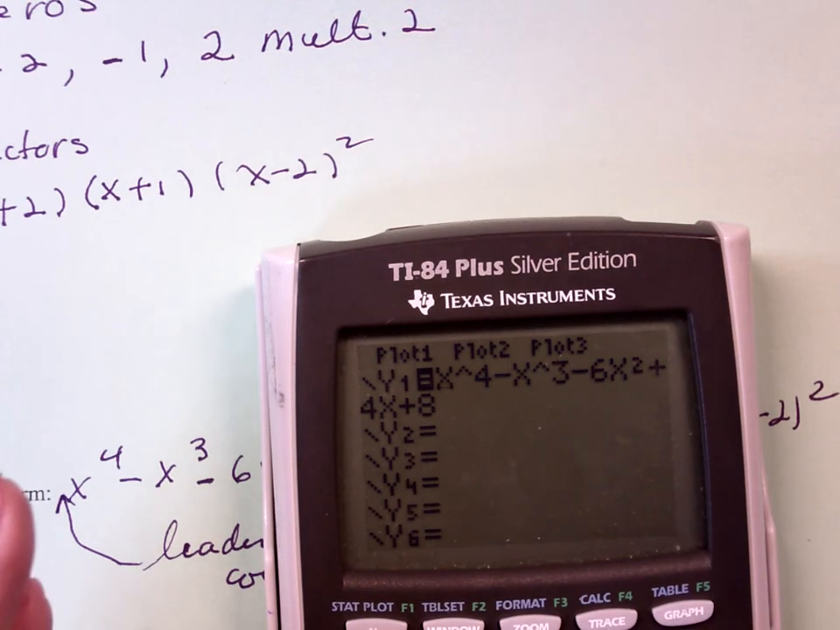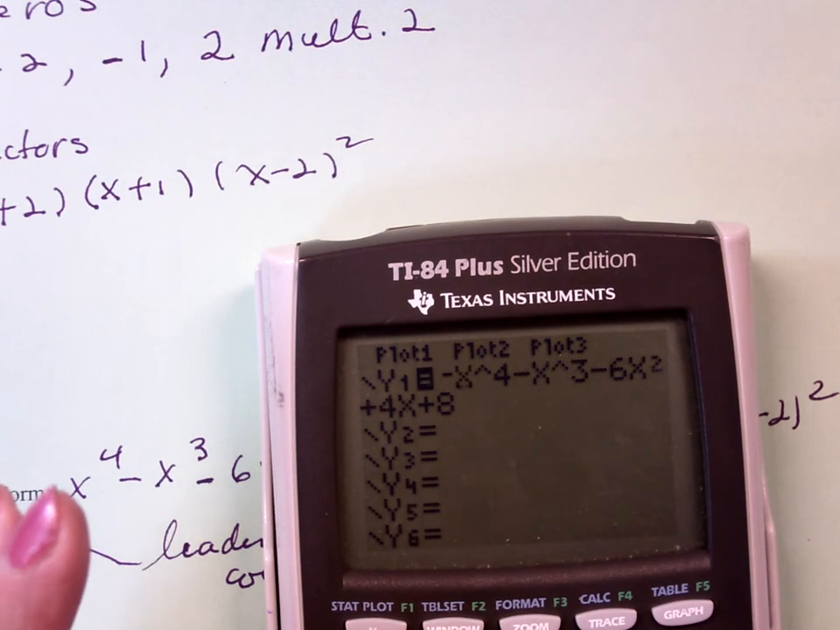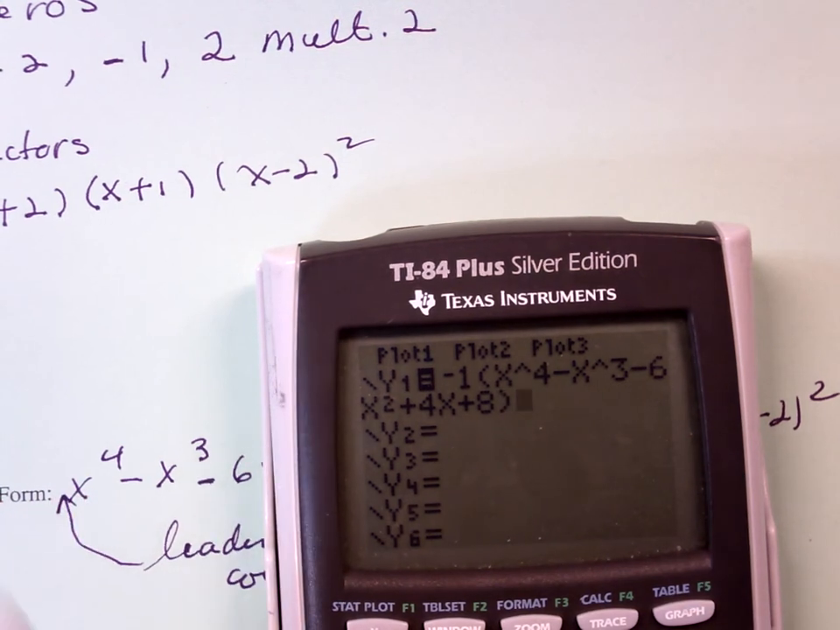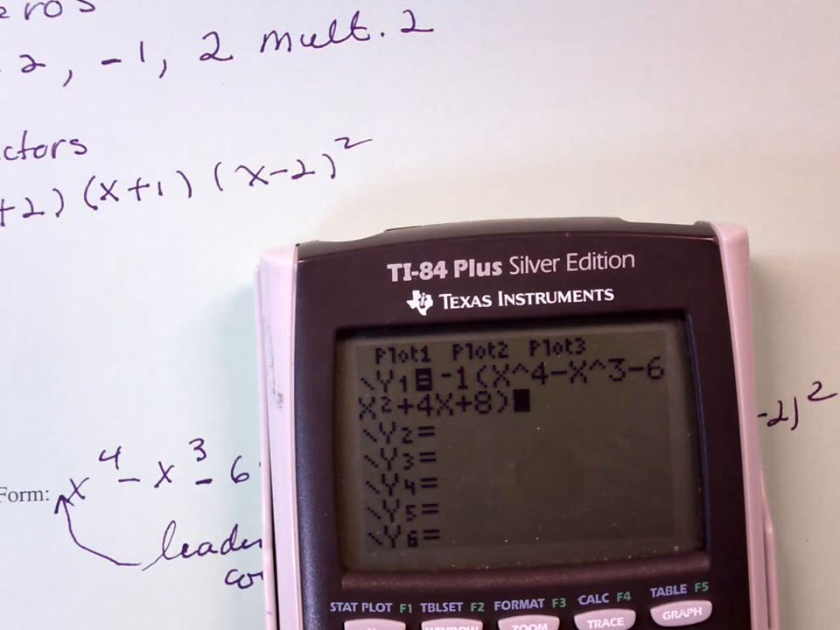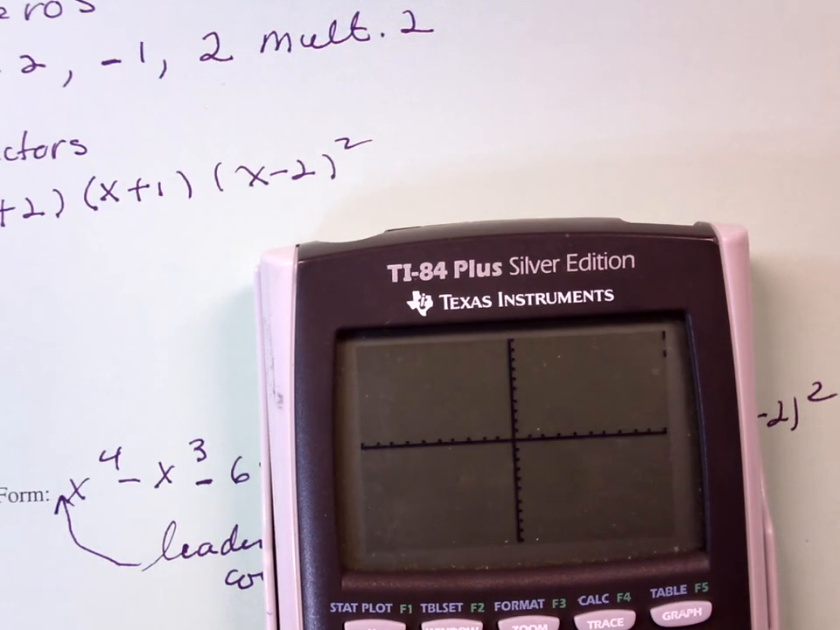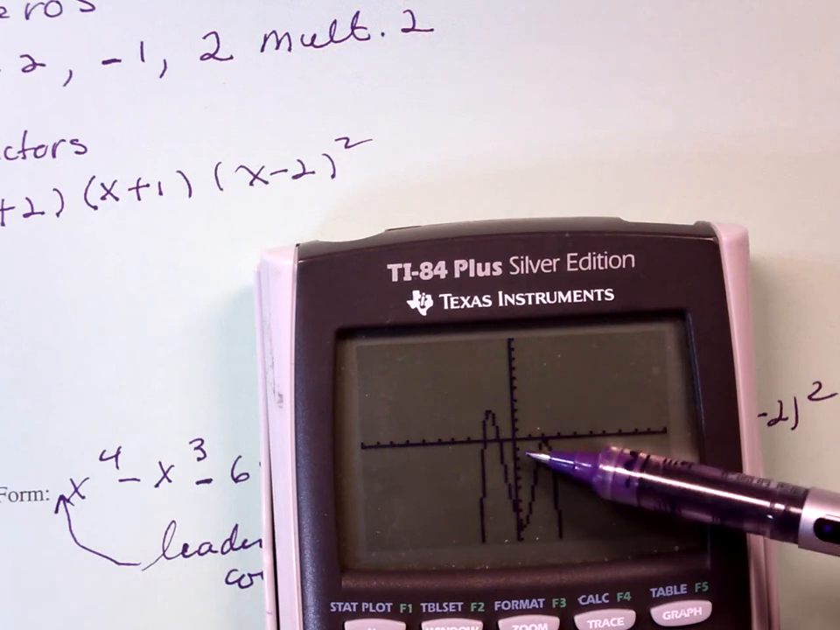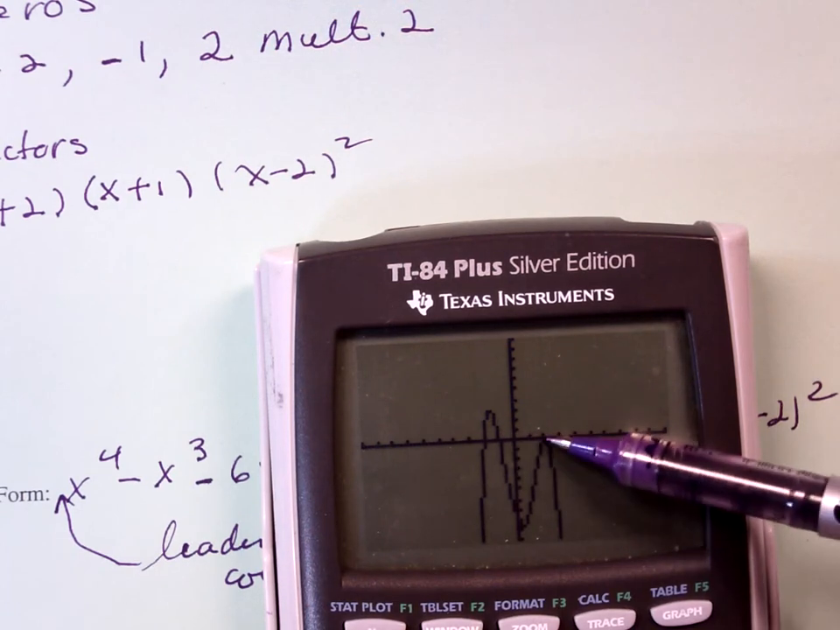I'm going to take -1 times that polynomial. I should get that same polynomial how? Flipped around. That polynomial with the leading coefficient of -1 has the same zeros.